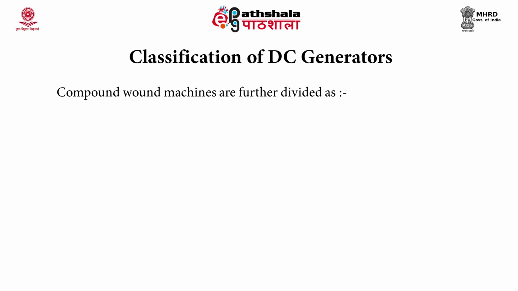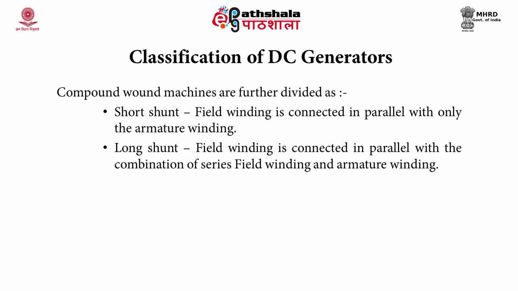Further, these compound wound machines are divided into short shunt and long shunt. In short shunt, the field winding is connected in parallel with only the armature winding. And in long shunt, the field winding is connected in parallel with the combination of series.